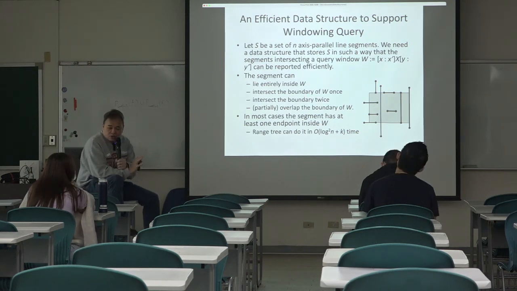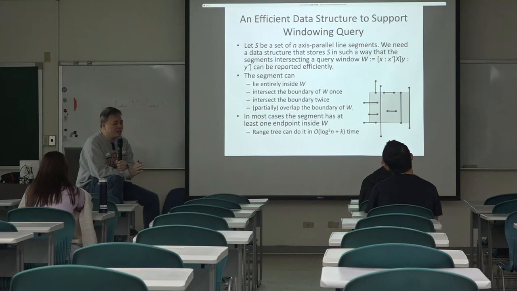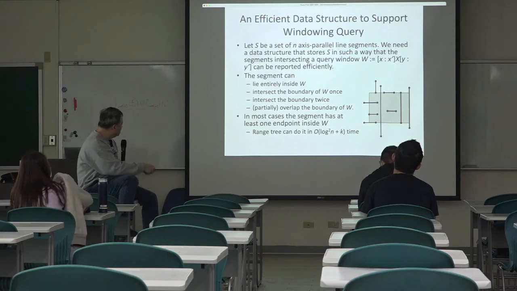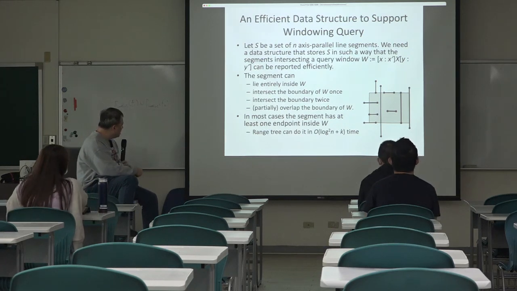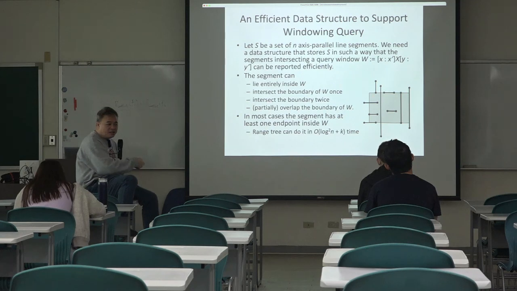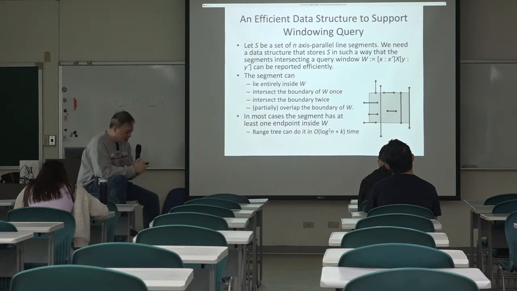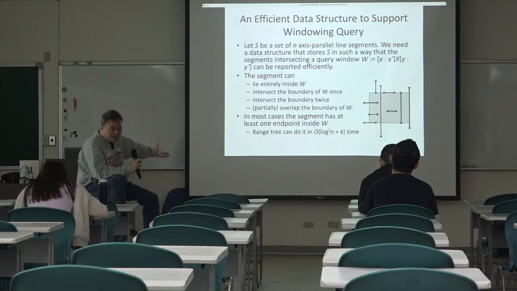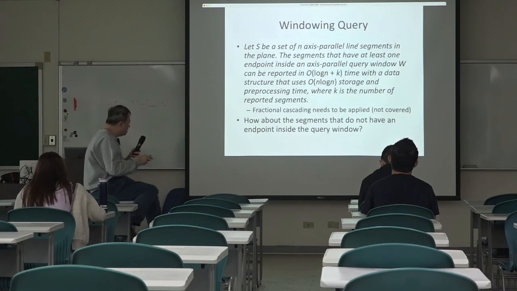So this is also kind of like divide and conquer. This statement, in most cases the segment has at least one endpoint inside W, actually covers the first two cases, right? So let's discuss how we deal with those cases first, and then we discuss the other cases later. Okay, so let's take a 10 minute break. When we come back, we will continue our discussion here.